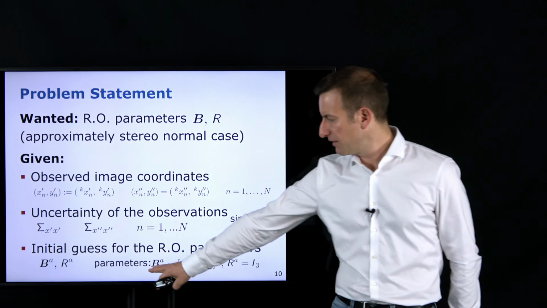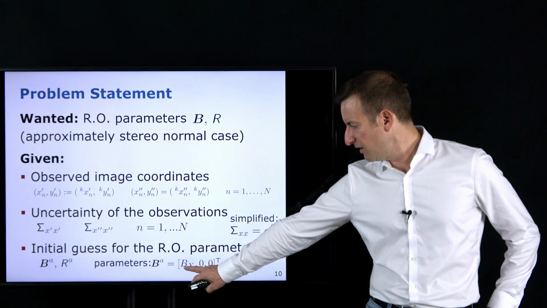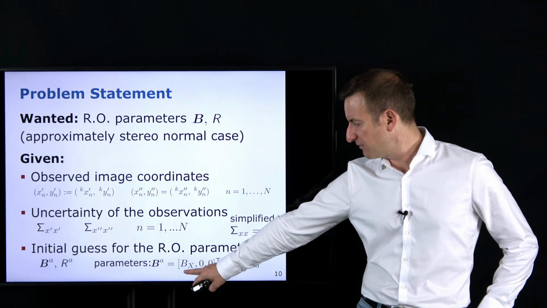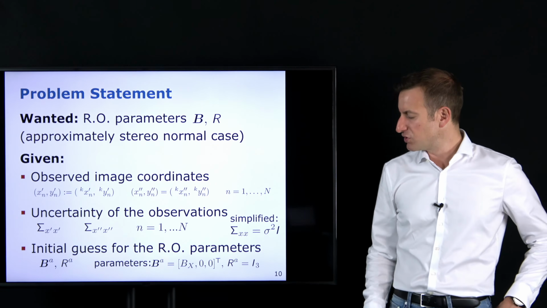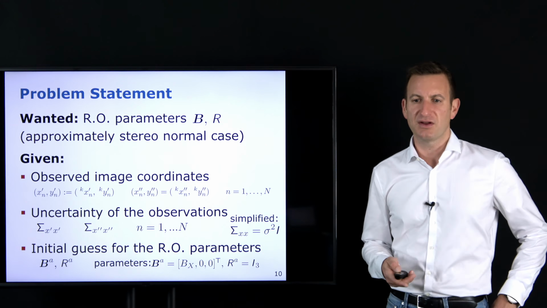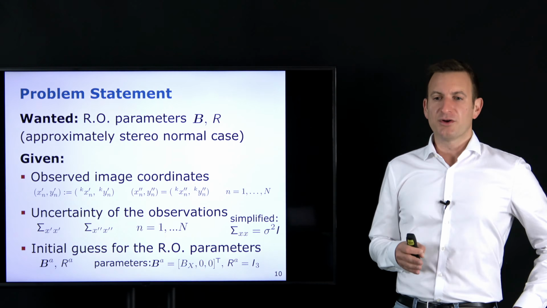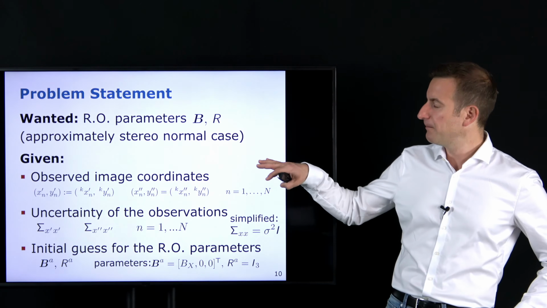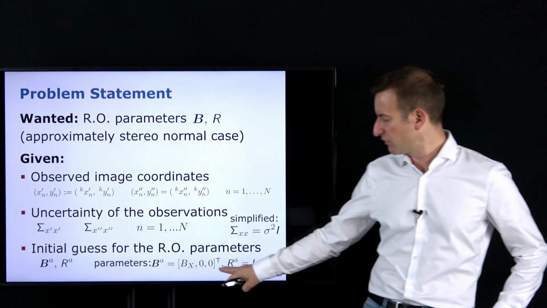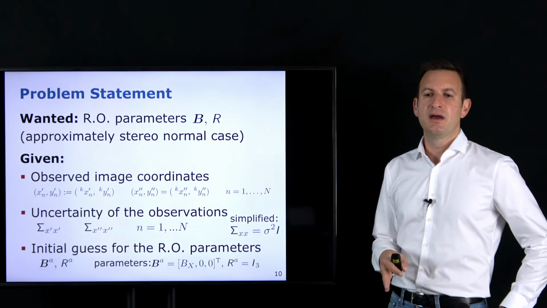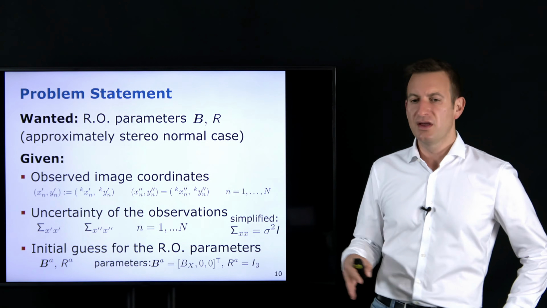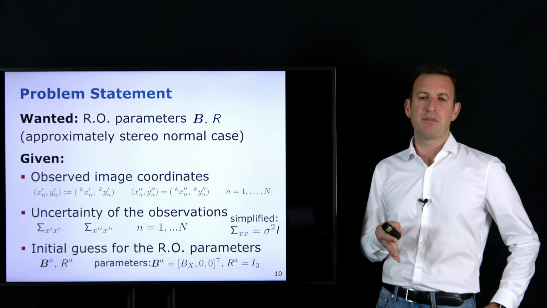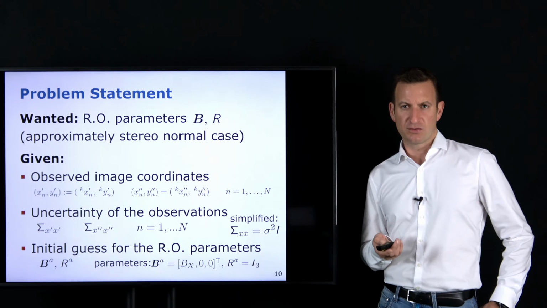Okay, and again, the parameters we want to have in here are our initial parameters: the baseline vector bx is our constant, 0, 0, and the rotation matrix, the initial one, is the identity matrix. So we want to start from our initial configuration, from this configuration down here, and then use the coplanarity constraint in order to come up with our Gauss Markov model.